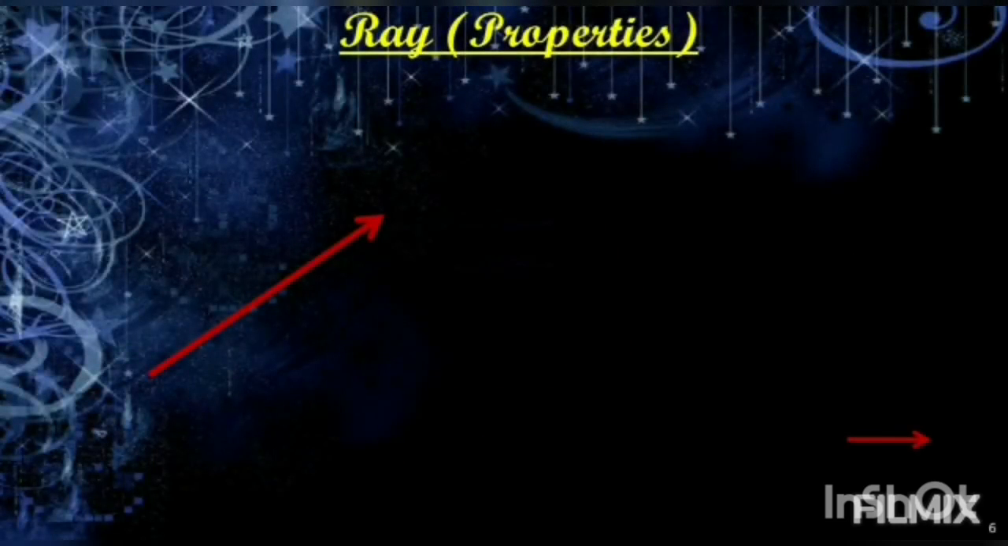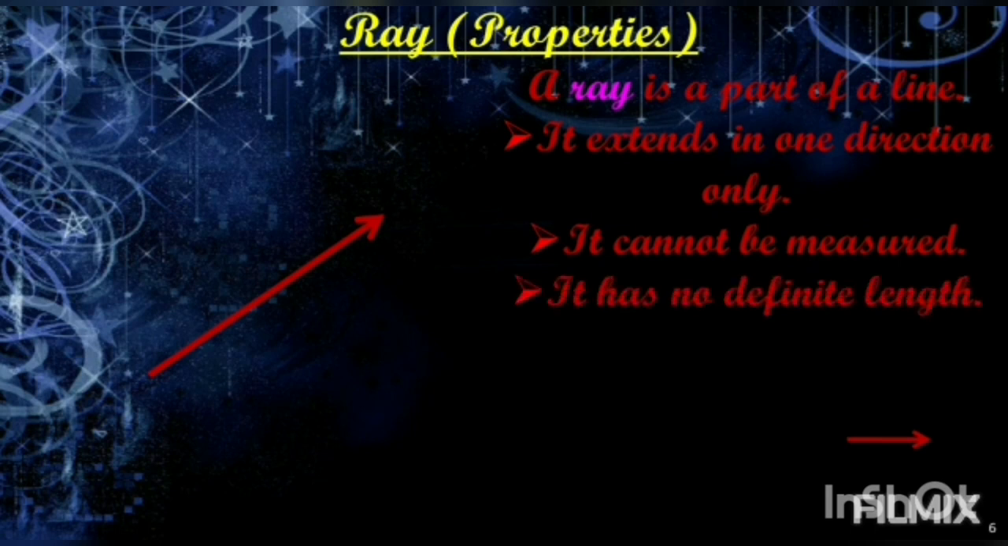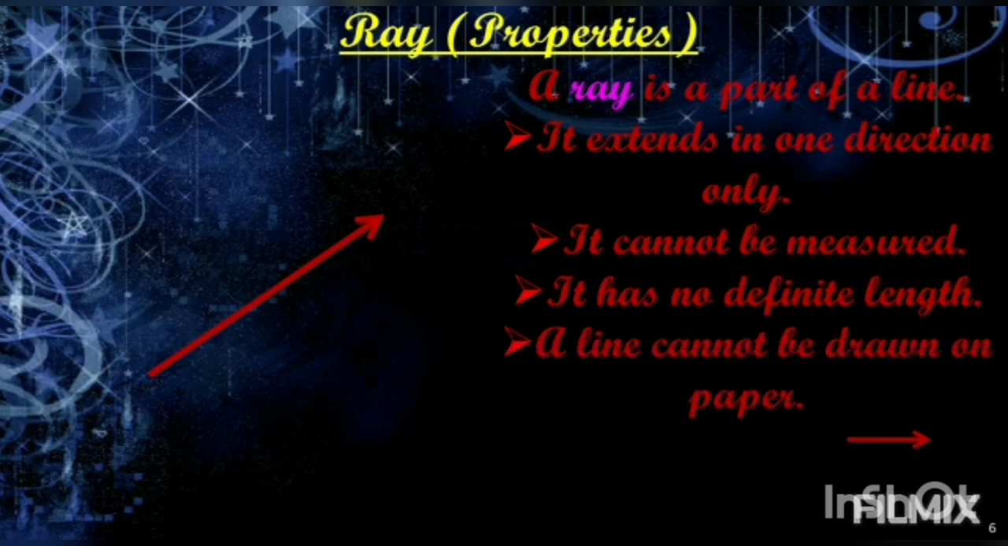Our next is ray. A ray is a part of a line. It extends in only one direction. It cannot be measured since it has one extending point. And since it cannot be measured, it has no definite length, and it cannot be drawn on a piece of paper. The symbol for ray is a straight line with an arrow only at one end.